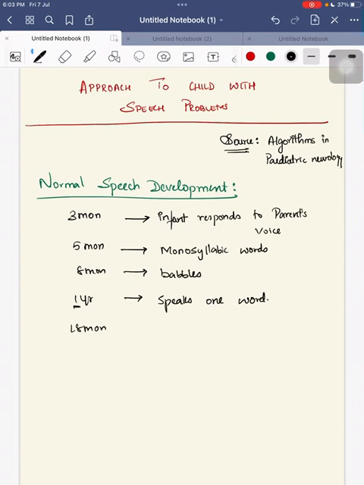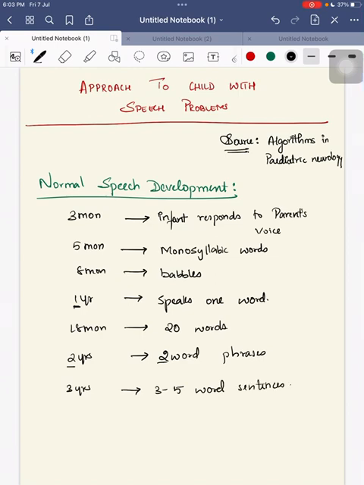At 18 months, the child can speak about 20 words. At 2 years of age, the child speaks 2-word phrases. At 3 years, the child can speak 3 to 5-word sentences. Okay, this is normal speech development. Next, we'll go to the types of speech problems that the child can acquire or can have.